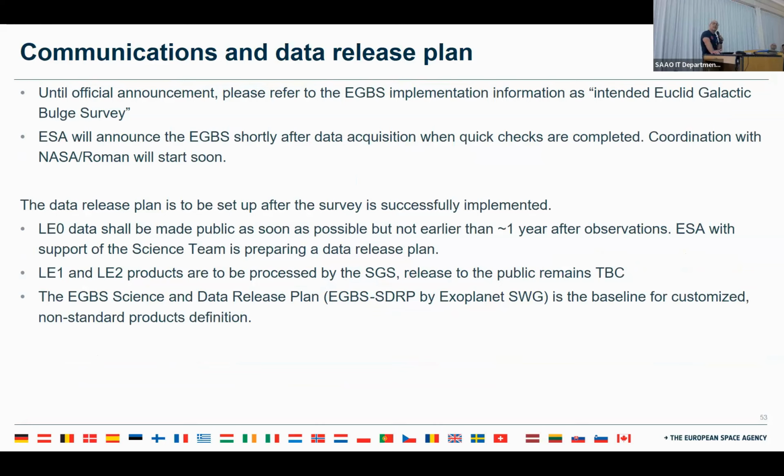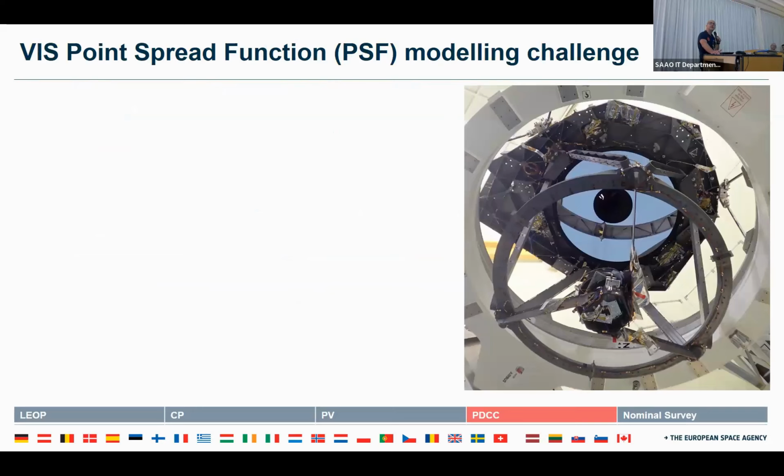The data release plan is that we want to make public the level 0 data. That's probably not within 1 year, but all this is really preliminary plans. So we start detailed planning once the data is actually available. All I can say is that the policy is to make it public within 1 year.